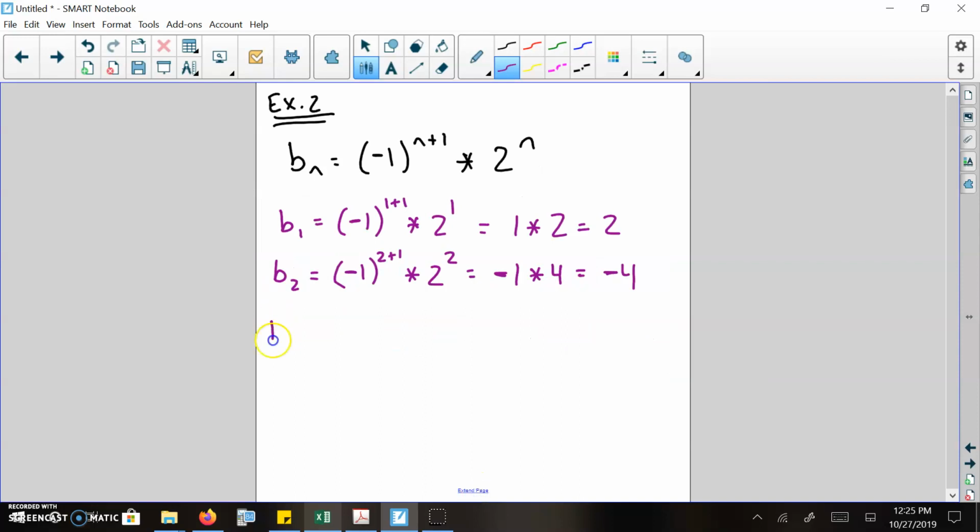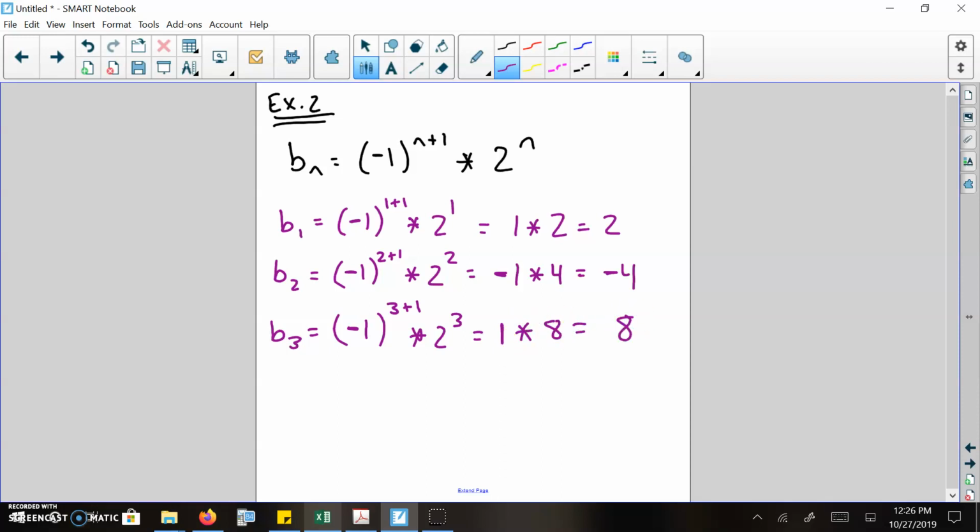Okay. Let's try b sub 3, and then let's see if we can identify a pattern from here. We'll go (-1) to the 3 plus 1 times 2 cubed. Alright, if I do (-1) to the 3 plus 1, this is to the 4th power. A negative number to an even power is always positive, so this becomes 1 times, and 2 cubed is 8, so this becomes 8.